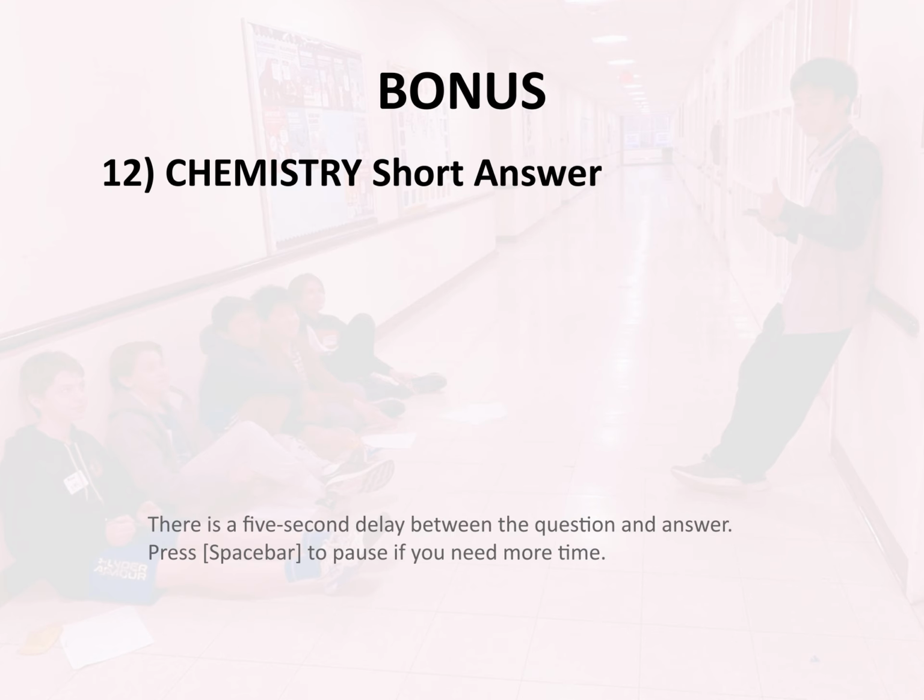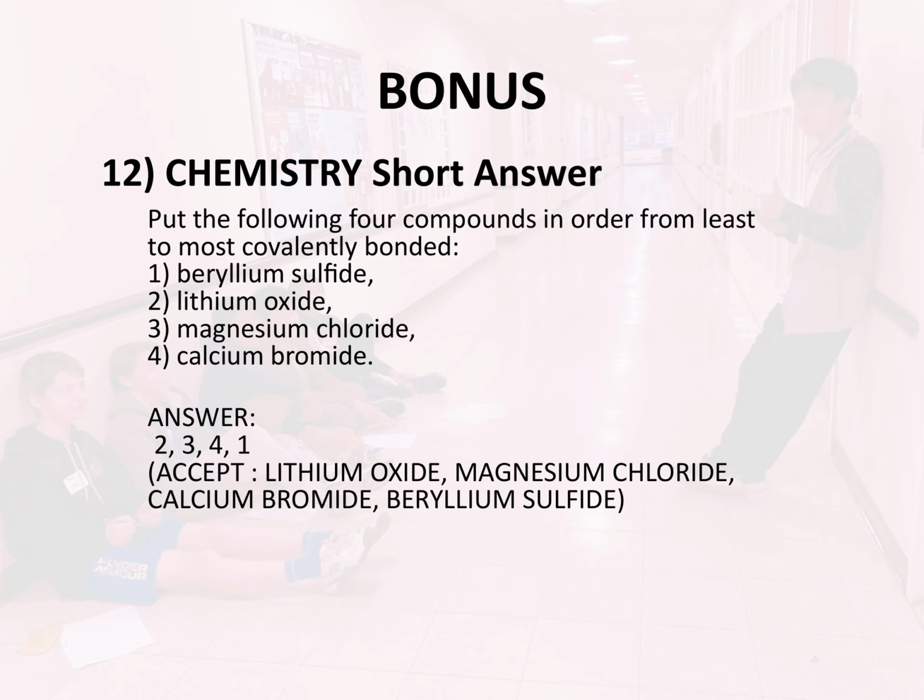Bonus 12. Chemistry. Short answer. Put the following four compounds in order from least to most covalently bonded: 1, beryllium sulfide, 2, lithium oxide, 3, magnesium chloride, 4, calcium bromide. Answer: 2, 3, 4, 1.